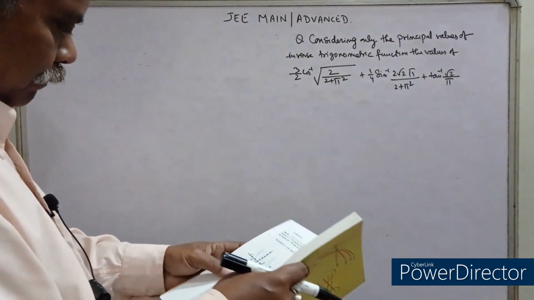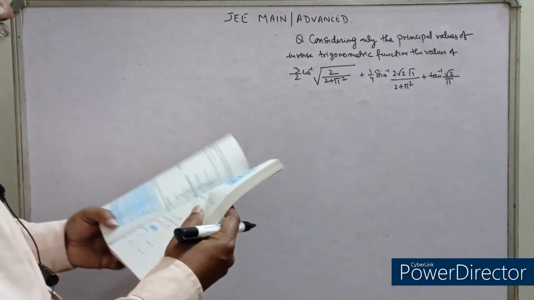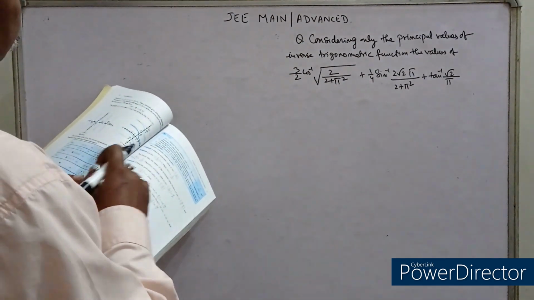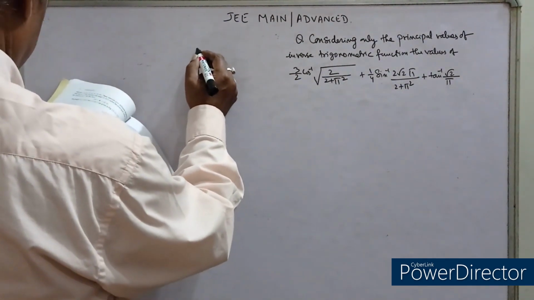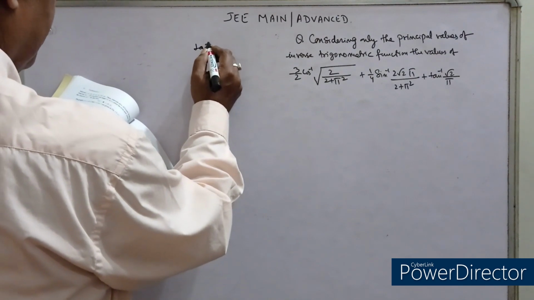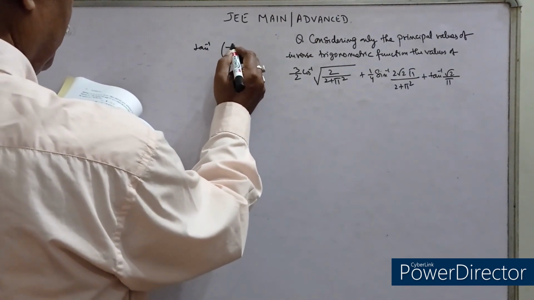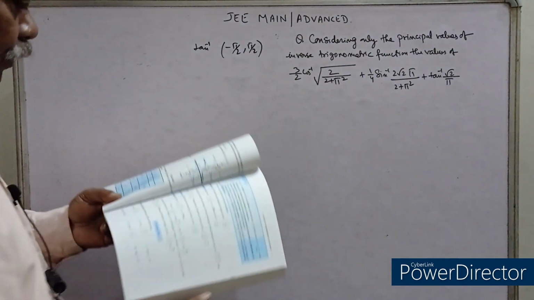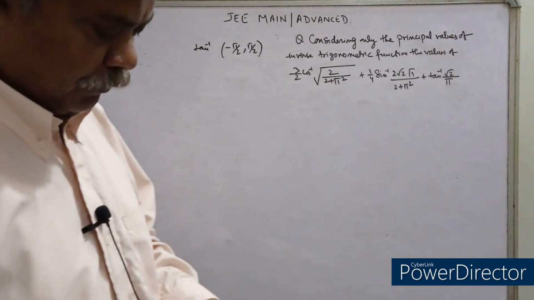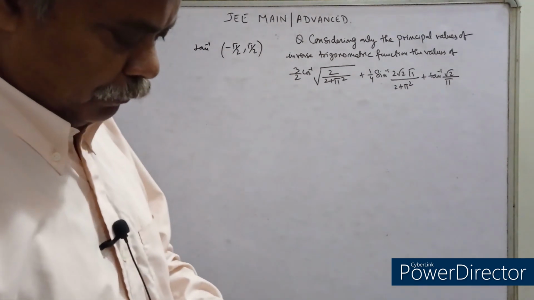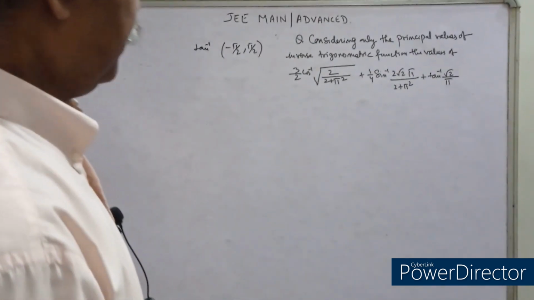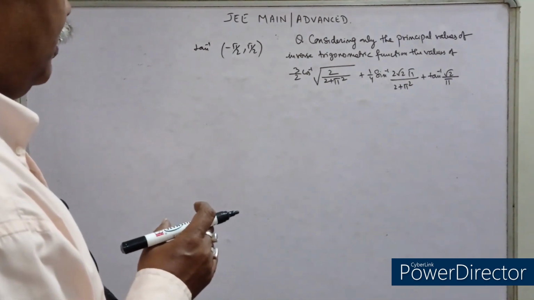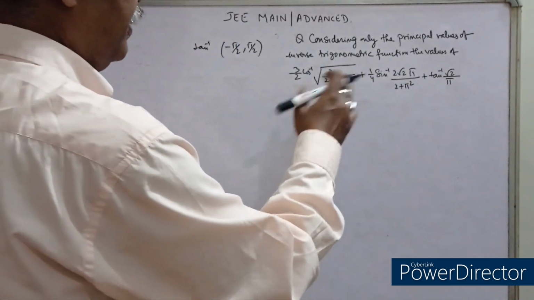For tan inverse, your principal value is given in your textbook. For tan inverse, your principal value is from the open interval minus pi by 2 comma pi by 2. This is your principal value. It must lie between this open interval. So now to solve this, I will try to convert all this into tan inverse.